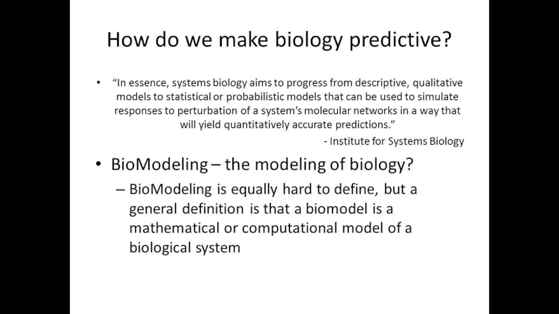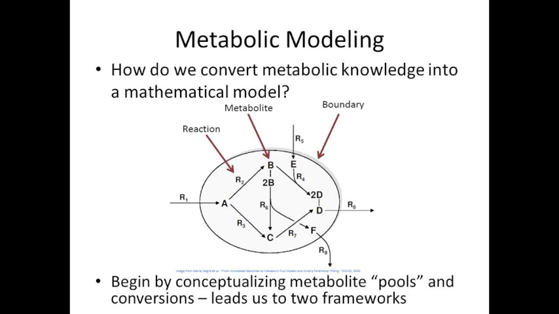So I'd like to get into a bit of what metabolic modeling is and how we do this. The question is, how do we convert our biological knowledge into a mathematical model? One way of conceptualizing this is to perceive of metabolites as pools that can then be transformed into other metabolites through reactions. So A, B, C, D are metabolites, whereas R1, R2, R3, R4 are reactions. Then we can draw this out in a network diagram to show how you can transform one chemical through a pathway of reactions to another chemical. So starting from this conceptual idea of pools of metabolites and their conversions to other metabolites, we lead into two different frameworks.